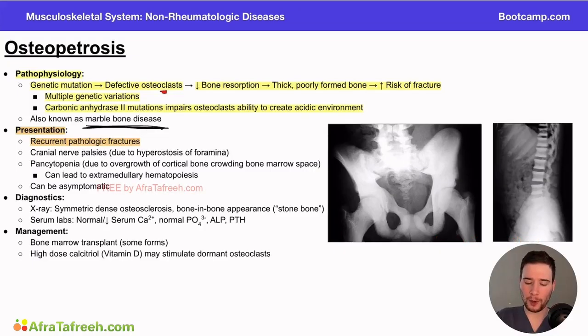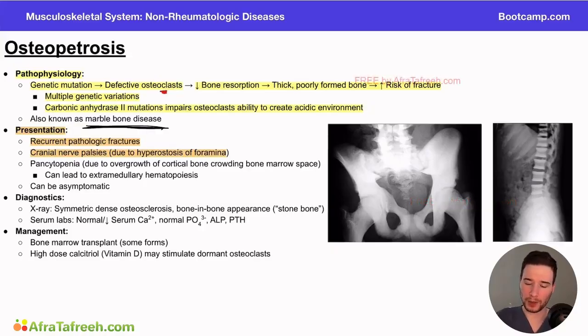Patients might also present with cranial nerve palsies. This is due to the hyperostosis of the foramina. Essentially, these patients can have increased bone and this thickened bone all throughout the body. It can be in the pelvis, it can be in the spine, but it can also be the small bones inside the head. And these small bones becoming sclerotic and having too much bone formation can actually compress on the cranial nerves. And so a classic way this presents is with a cranial nerve palsy.